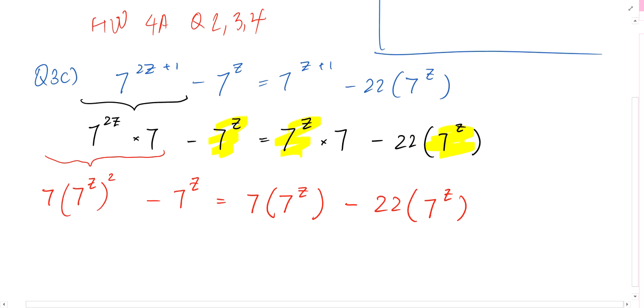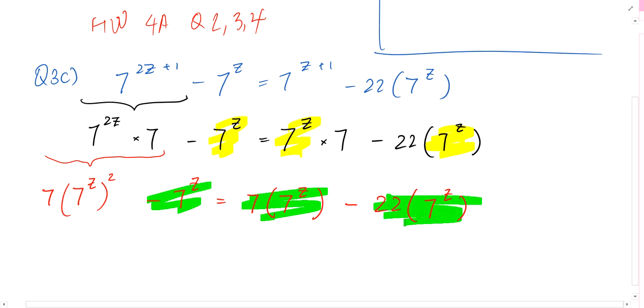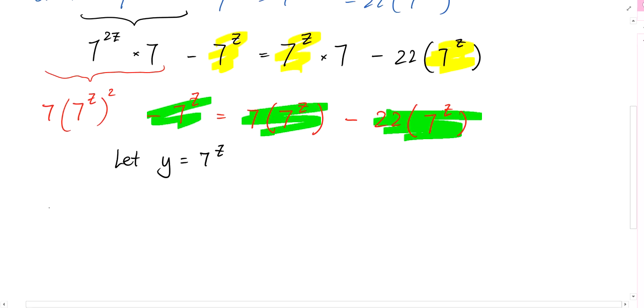Okay. So it's time to let y be equal to 7 to the power of z. At the same time, we know that actually all these are like terms. They are all like terms. It will be very clear when I replace it with y. So let y equal 7 to the power of z. Therefore, I have 7y squared minus y equals 7y minus 22y.